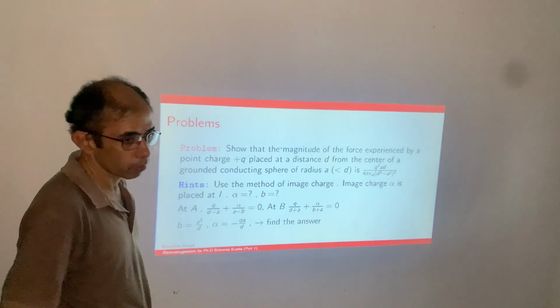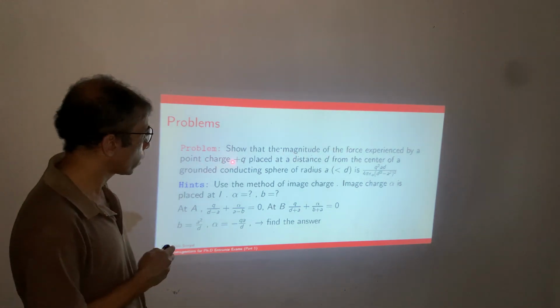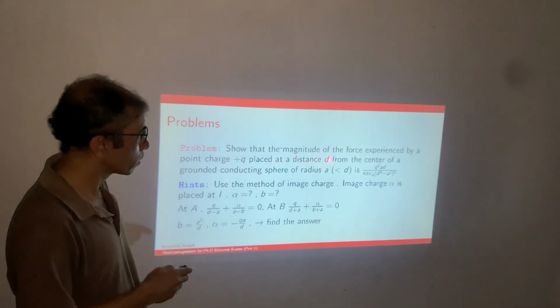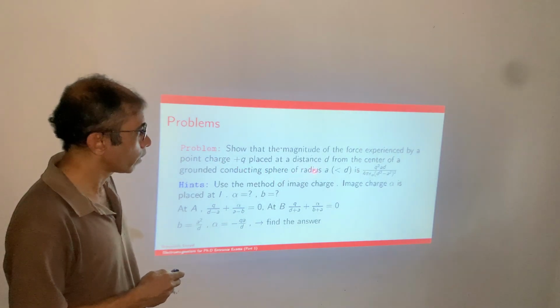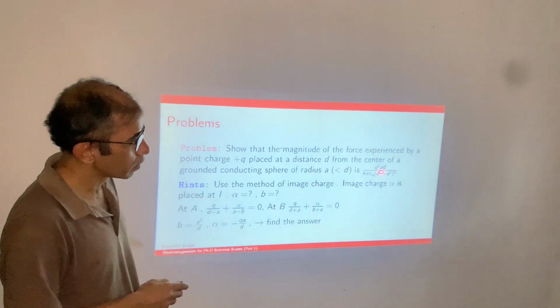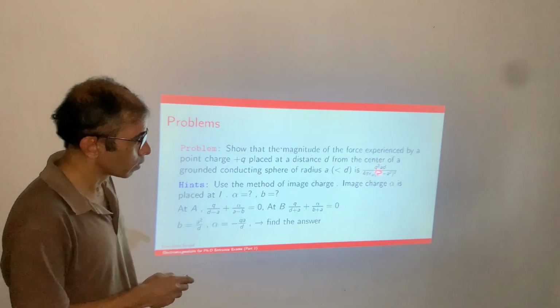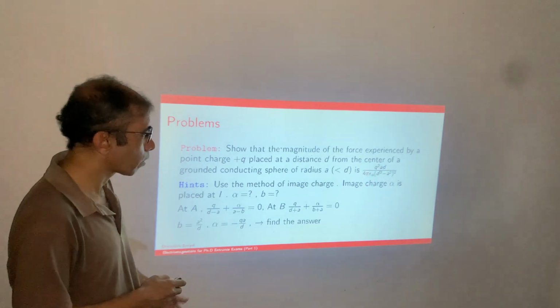Now we go to the next problem. Show that the magnitude of the force experienced by a point charge plus q placed at a distance d from the center of a grounded conducting sphere of radius a less than d is this. So we have to show this is the expression. So what is the problem?